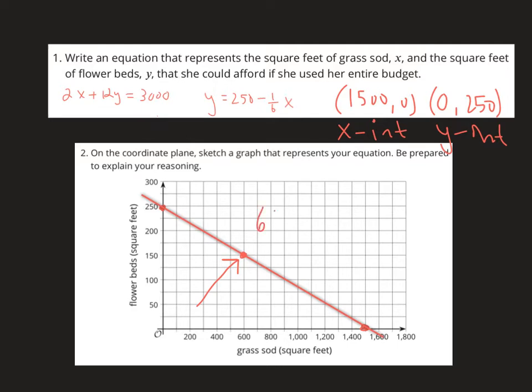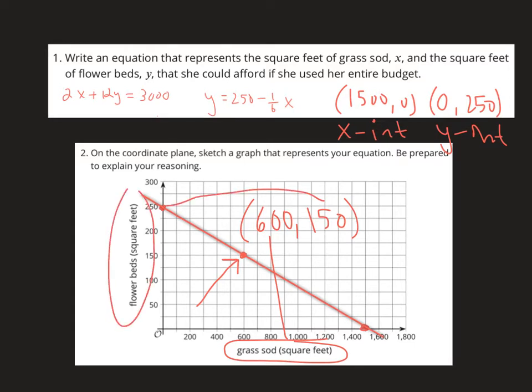Now, out of curiosity, let's take a look at the point that I have the arrow drawn to. That has a coordinate of x of 600 and a y of 150. Now, they're not all nice coordinates, but what does that point represent? Well, that represents 600 square feet of grass sod and 150 square feet of flower bed. So it appears that the more sod that this lady orders, the less amount of square footage of flower bed that she can afford, right?